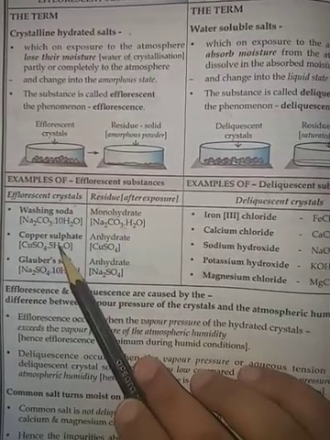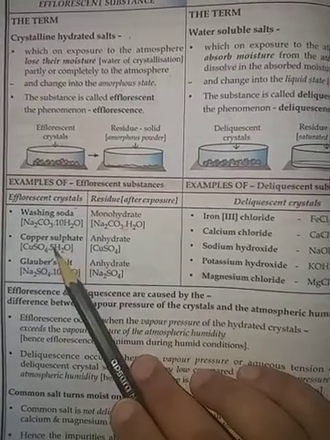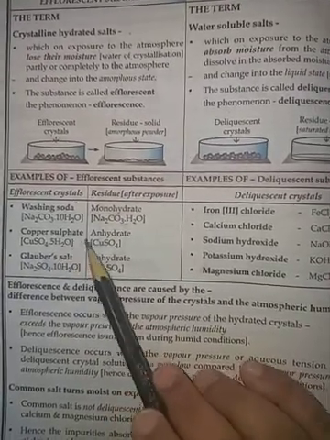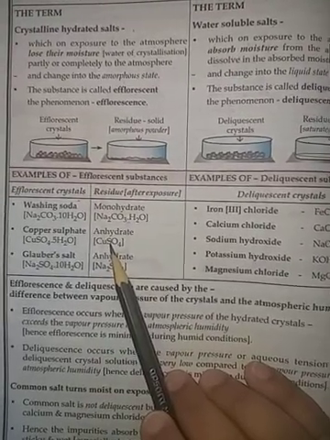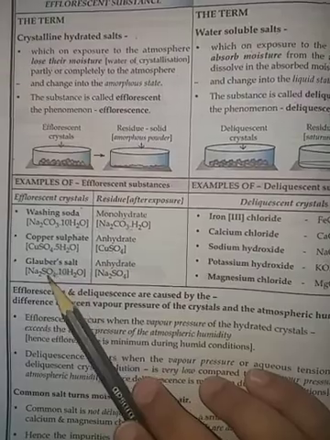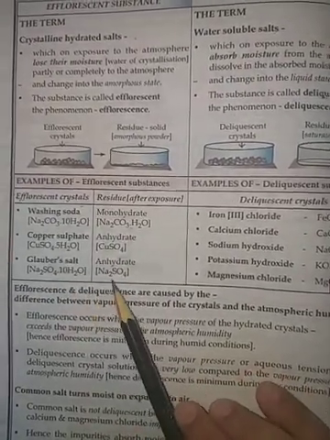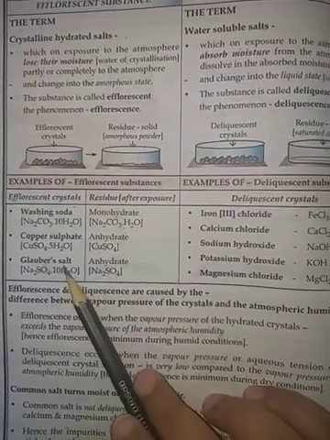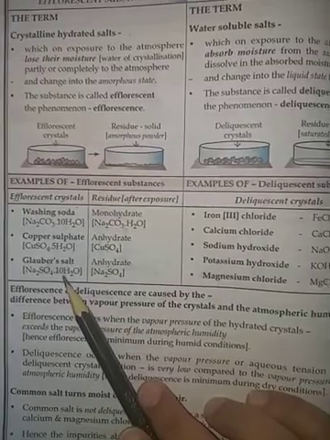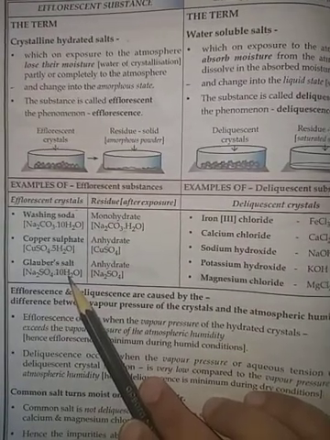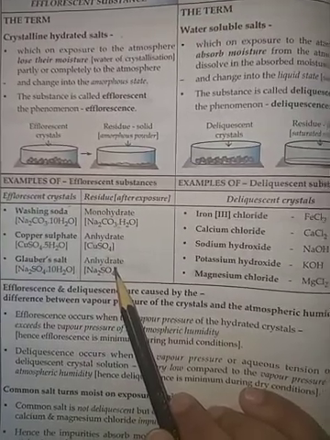Similarly, CuSO4.5H2O, when it is exposed to air, loses these 5 water molecules and changes to anhydrous copper sulfate, CuSO4. Glauber's salt, Na2SO4.10H2O, when it is kept open, changes to Na2SO4. See, this is a hydrated salt because it has its water of crystallization, and when they lose their water of crystallization, they change to the anhydrous state.